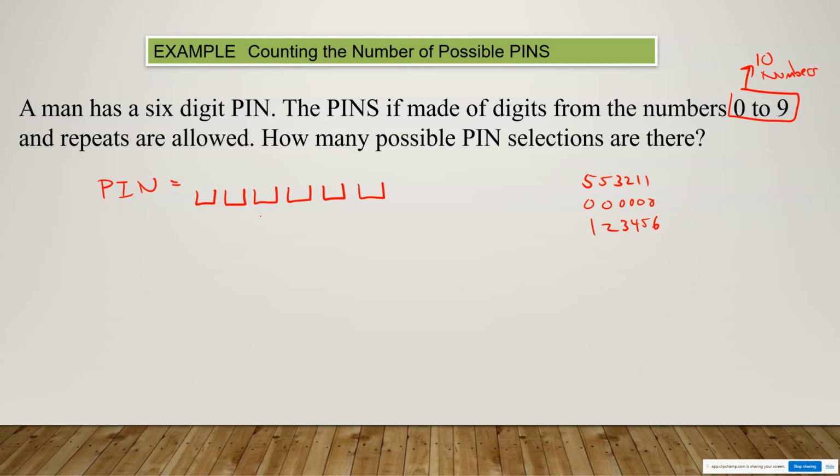Well, look, you have a task you need to complete. And the task here is selecting the PIN number. And it consists of a sequence of choices. So for your first digit, how many options do you have? It can be any number 0 through 9, which would be 10 options. And then when you go to your second digit, how many options do you have? Again, because repeats are allowed, you have 10 again. And then for the third digit, 10. For the fourth digit, 10. And fifth digit, 10. And then the sixth digit, 10. So the total number of possible PINs here would just be 10 to the 6th power, or there are 1 million possible PINs.